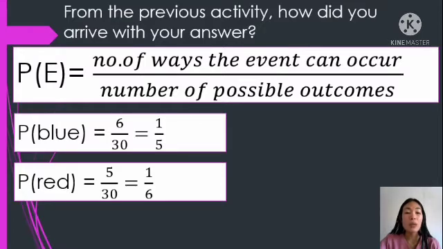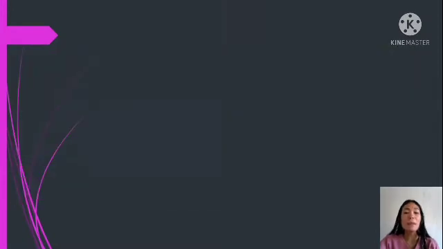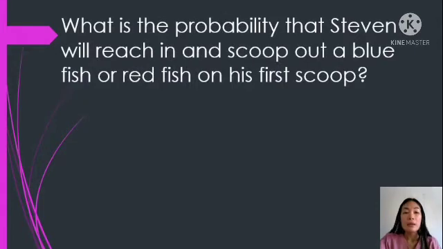Probability of red equals 5 over 30. 5 here is the number of ways the event can occur, and 30 here is the number of possible outcomes. Okay, that's good. So, the question here: what is the probability that Steven will reach in and scoop out a blue fish or red fish on his first scoop?